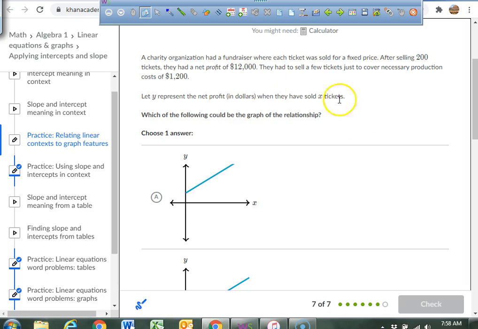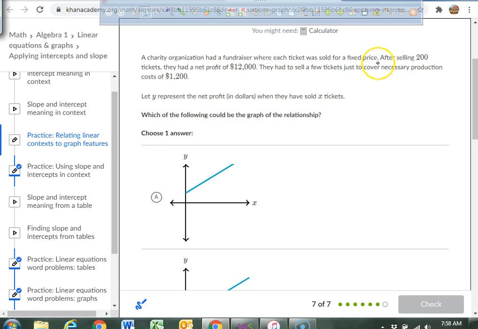Okay. A charity organization had a fundraiser where each ticket was sold for a fixed price. After selling 200 tickets, they had a net profit of $12,000. They had to sell a few tickets just to cover the necessary production cost of $1,200. All right, so they had a production cost of $1,200.